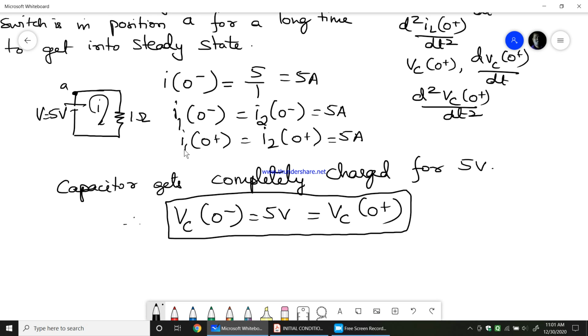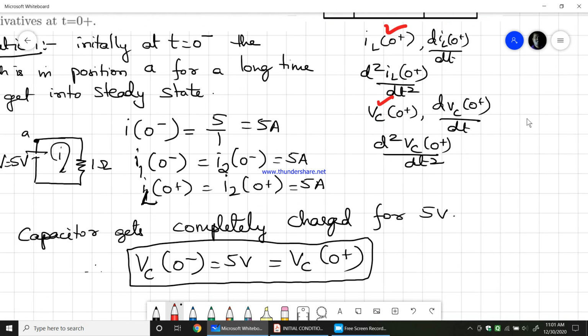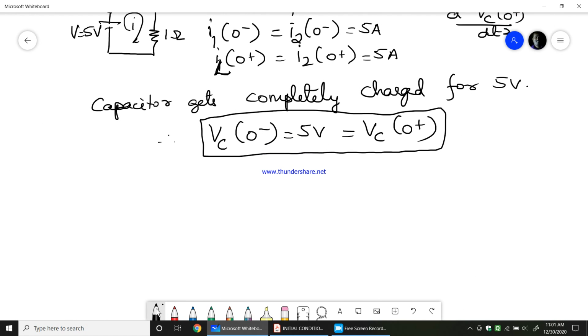So this I1 of 0 plus would be equal to IL of 0 plus. If you see the current flowing through the inductor, it is nothing but I1 of t, which is nothing but IL of 0 plus. So we got IL of 0 plus, and then VC of 0 plus we got. Now our next job is to look further into the question.